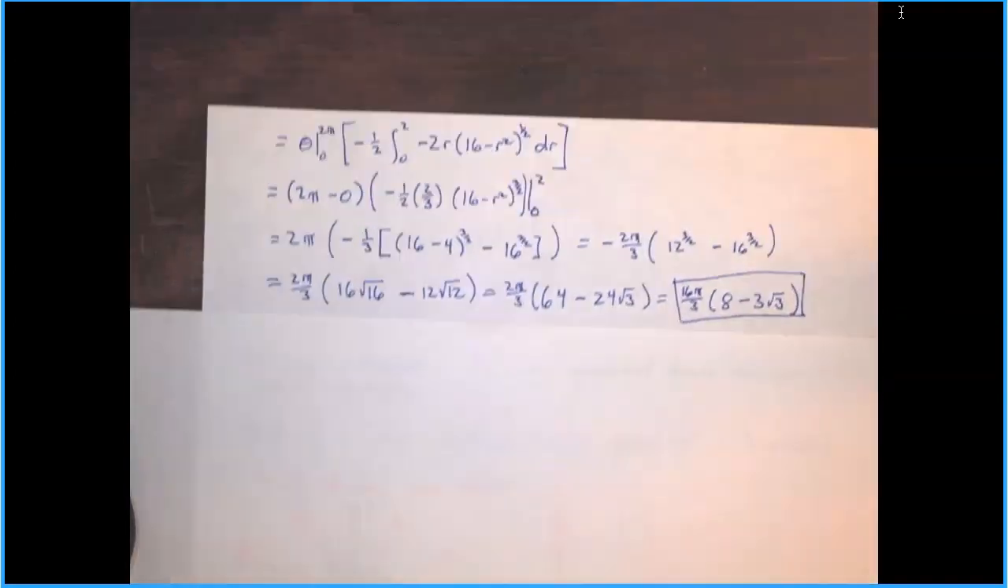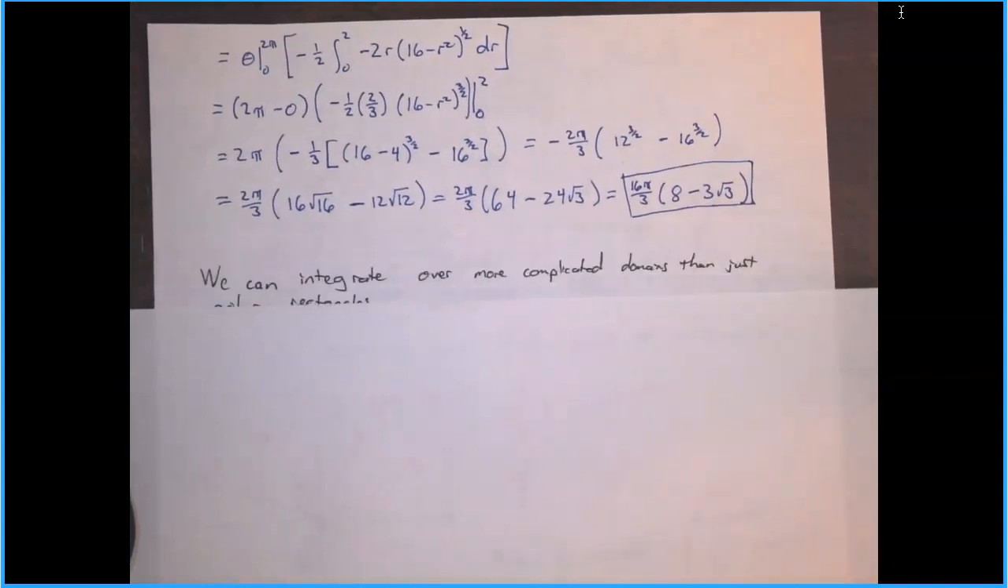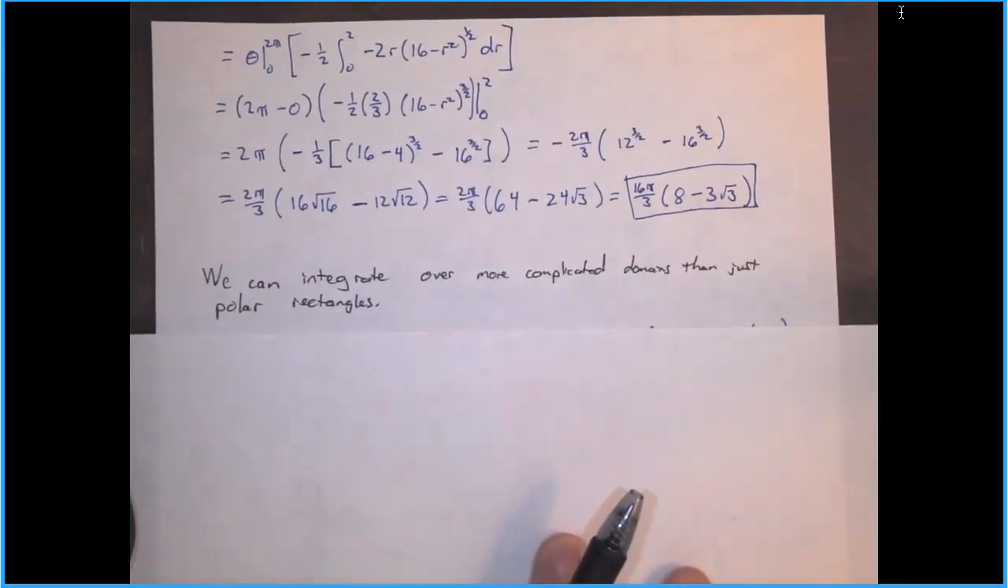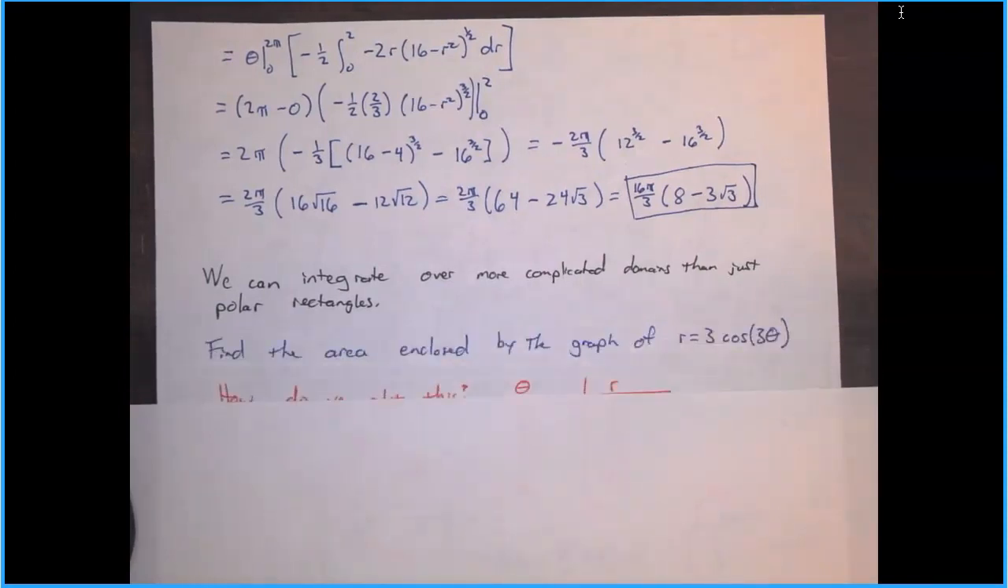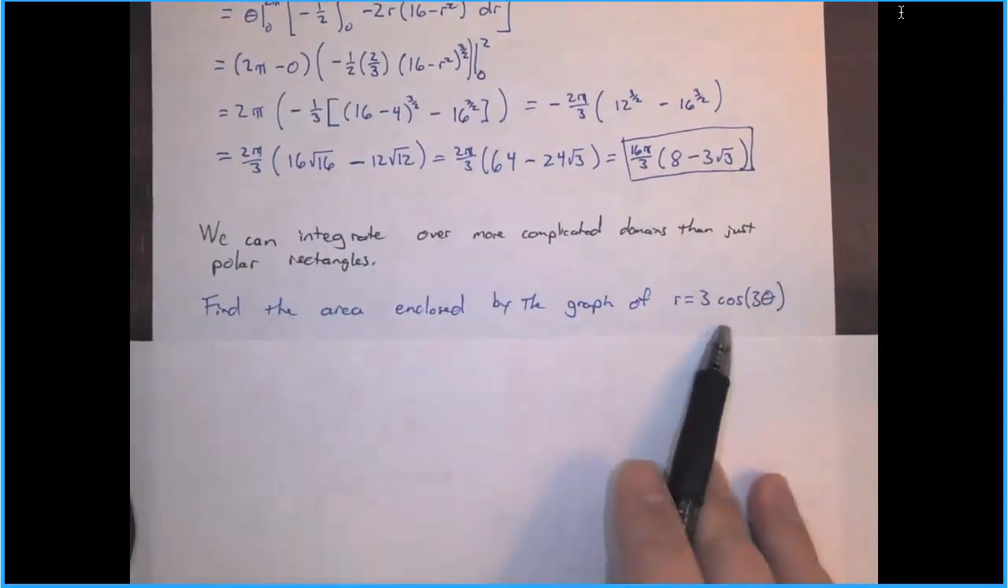So all of the examples we've looked at in this section have been over polar rectangles, meaning that all of the bounds have been numbers. But that doesn't always have to be the case. We can integrate over more complicated regions, where you get functions in the bounds. So our next example says, find the area enclosed by the graph of r equals 3 cosine 3 theta.